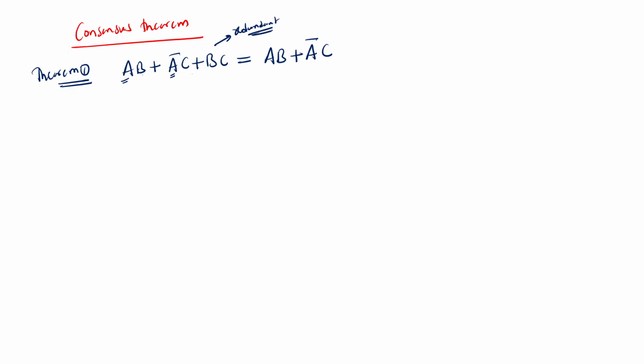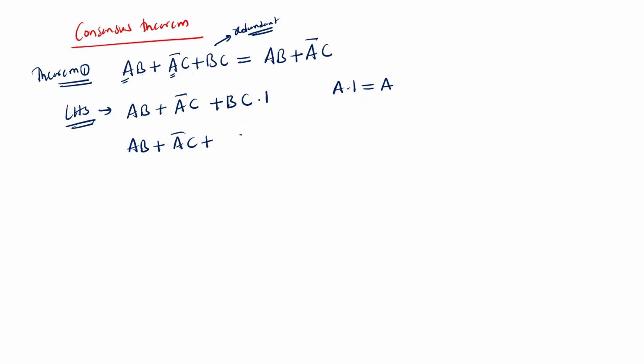So how will we prove this consensus theorem? I am taking the LHS: AB plus A bar C plus BC. This is equal to, here I am writing BC AND 1. Why can I write 1? Because from the AND law I know that A AND 1 equals A. Next I am writing AB plus A bar C plus this BC, and I can write this one as what?